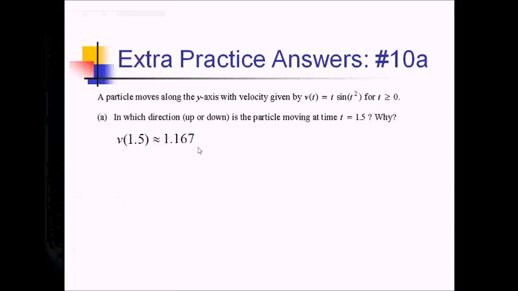So that is a positive number. That's greater than 0. Since the velocity is positive, that means that this particle, which only has a choice between going up or down, has to go in the positive direction, which means that it's going up.